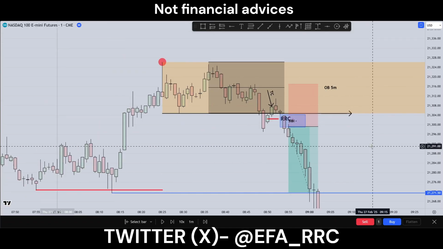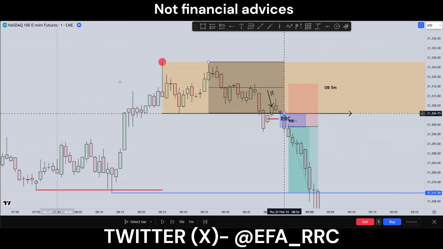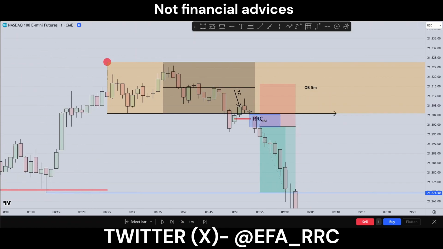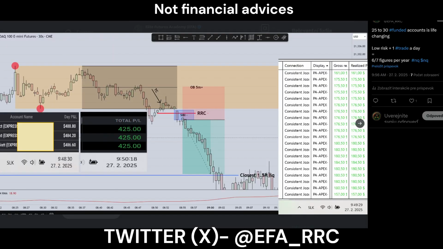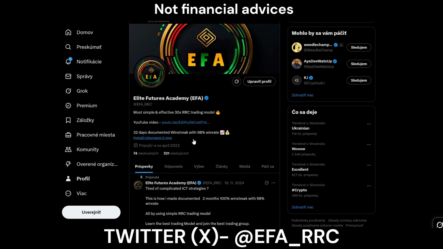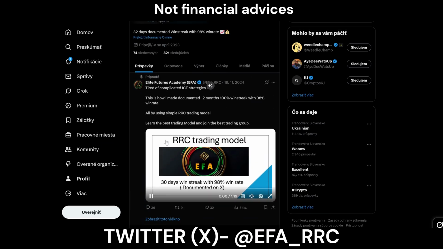The RRC is very simple. It's a few-steps reversal model. I also have the private videos group where I'm explaining my entries in detail, okay. And there are extra confluences.